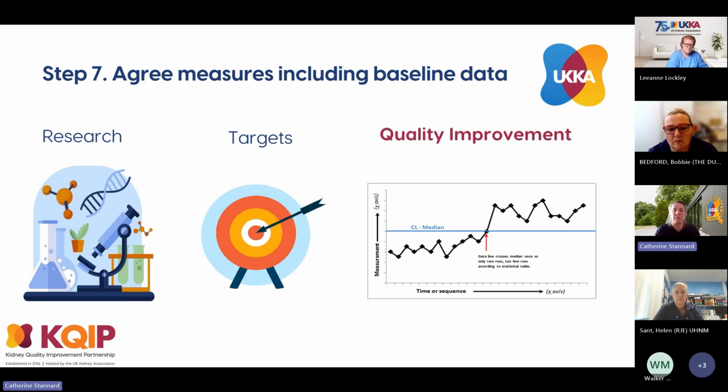Targets is about comparing performance with a known standard. Quality improvement is looking at data, especially over time. So the thing about quality improvement data is it measures over time to see whether things are improving or not. All types of data have to be carefully defined so that you can really make meaningful conclusions. That's something I'll talk a bit more about later.